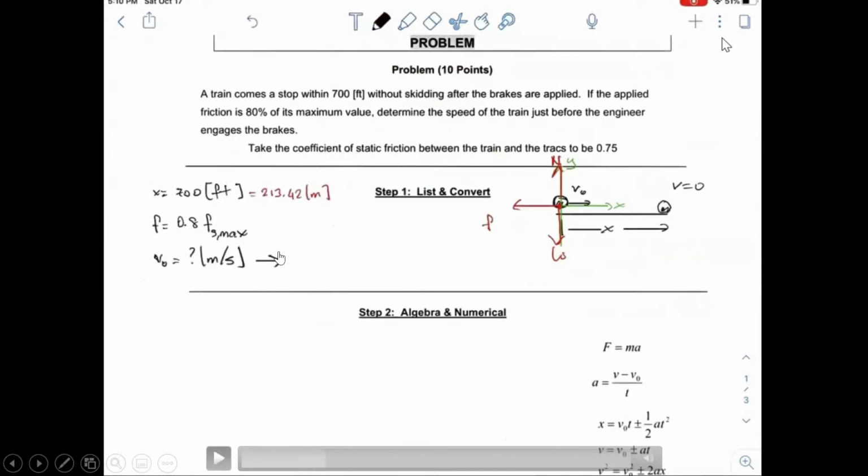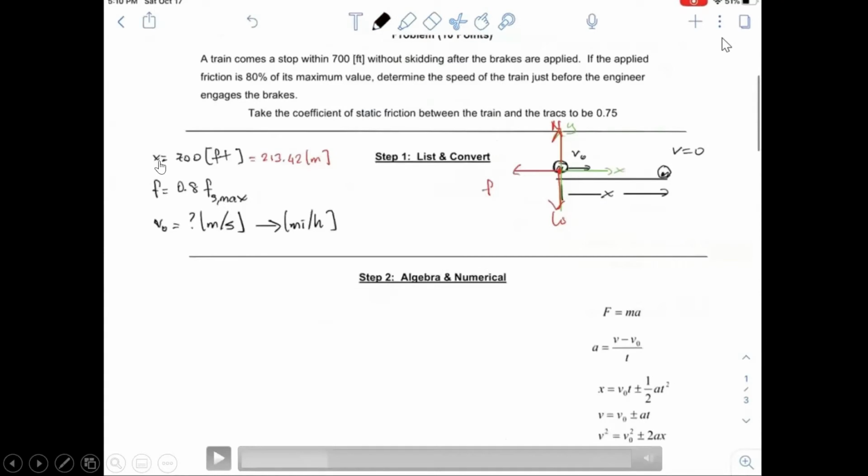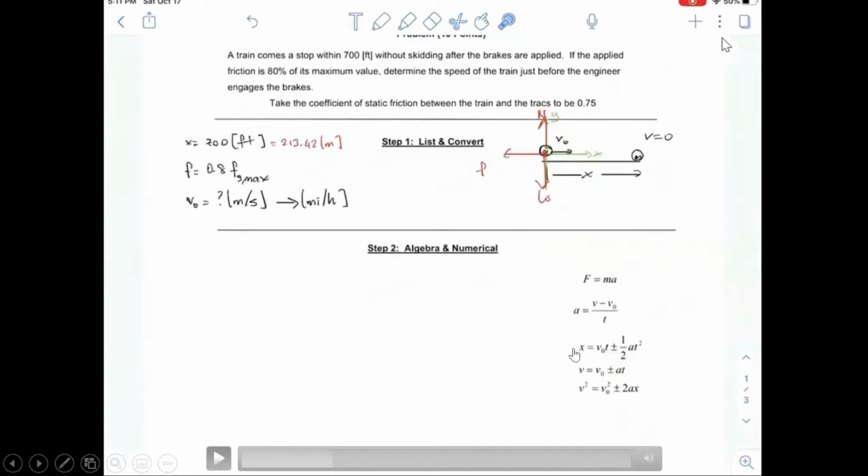All right, so initial speed is what we're looking for. So what is the initial speed that's going to bring the train to a stop within 700 feet? Okay, so that's what we're interested in. All right, so in terms of the initial speed, this one has the initial speed.